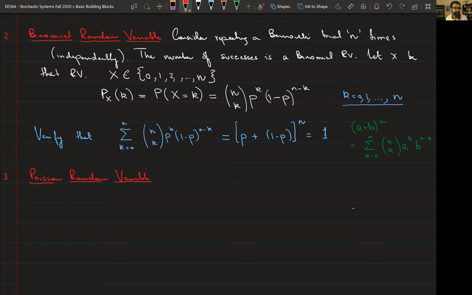Okay? So next is a Poisson random variable. So what is a Poisson random variable? I think it can take any non-negative integer value from 0 to infinity. That's correct.